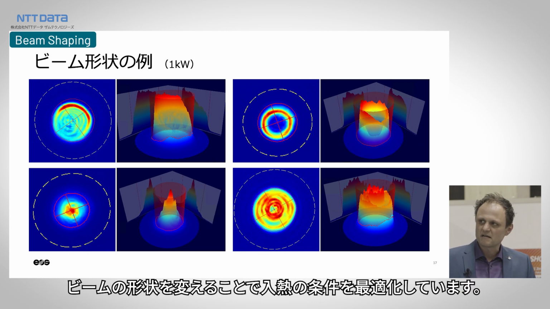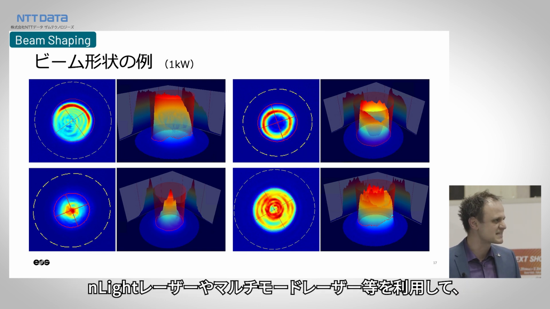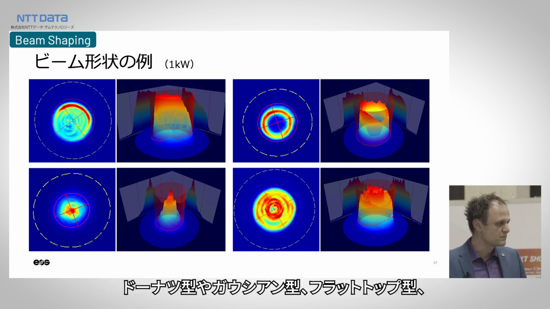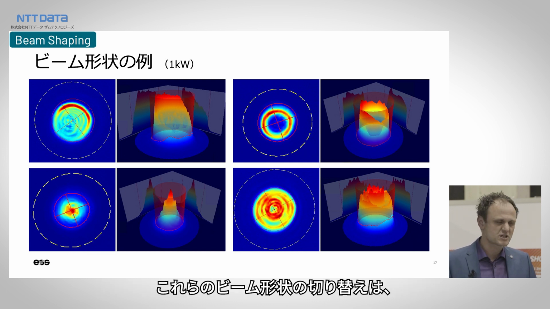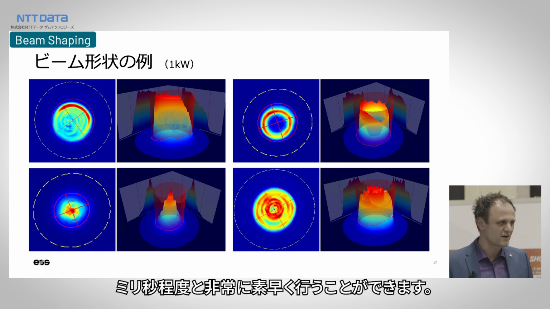So whether it's a donut-shaped style that is very commonly known through NFX lasers or from nLIGHT, or a multimode laser that delivers something like a top hat profile or a Gauss profile with different intensity levels, or even asymmetric beam shapes are possible. And switching between those beam shapes can be accomplished within very, very short periods of time, so milliseconds.